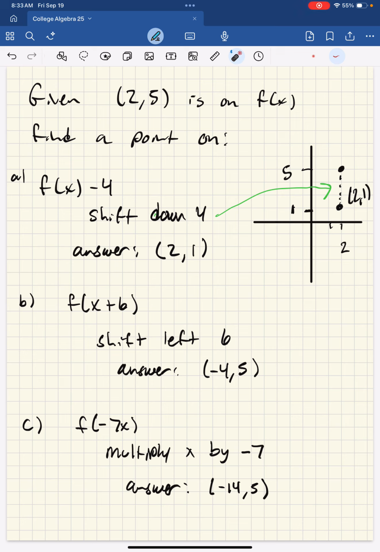And then on part C, f of negative 7x means multiply the x value by negative 7. So the original x value is 2. 2 times negative 7 is negative 14. So we would know that (negative 14, 5) is on the graph of f of negative 7x.